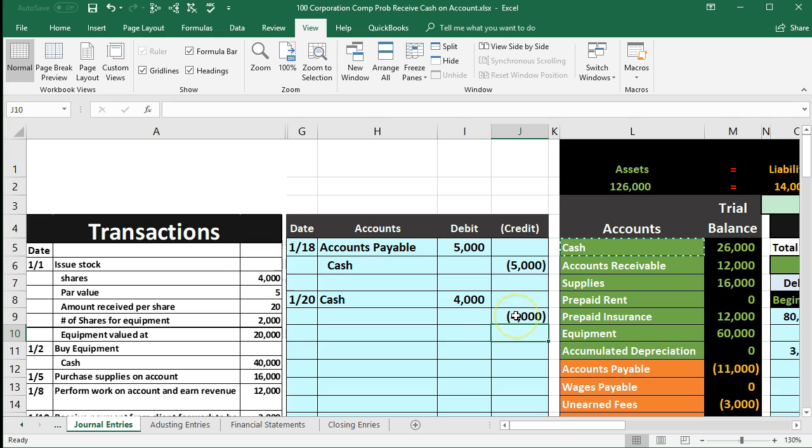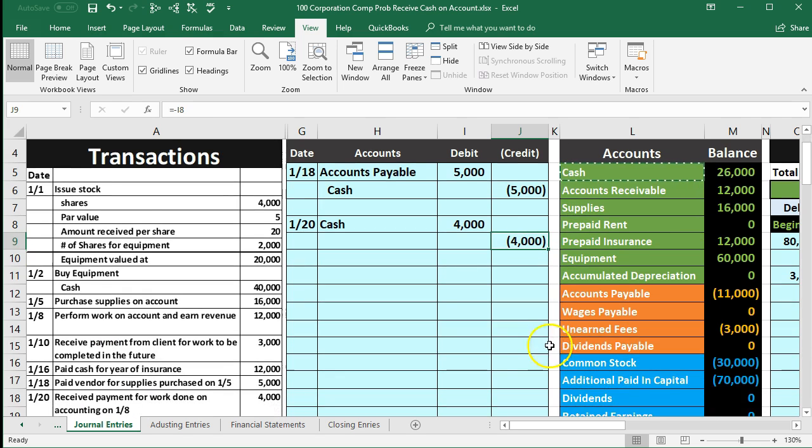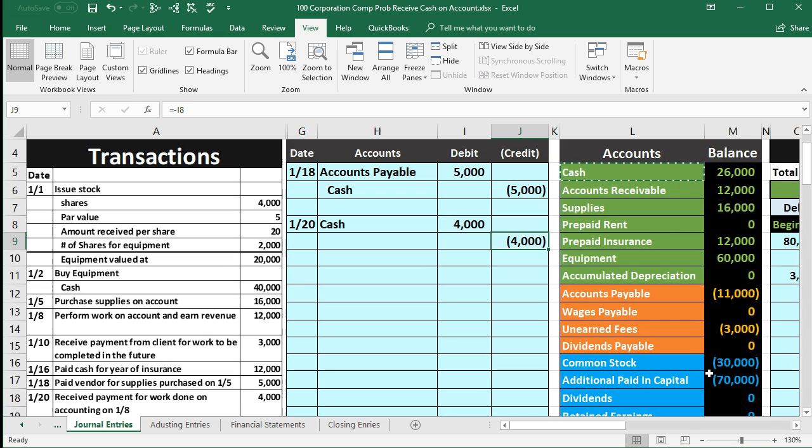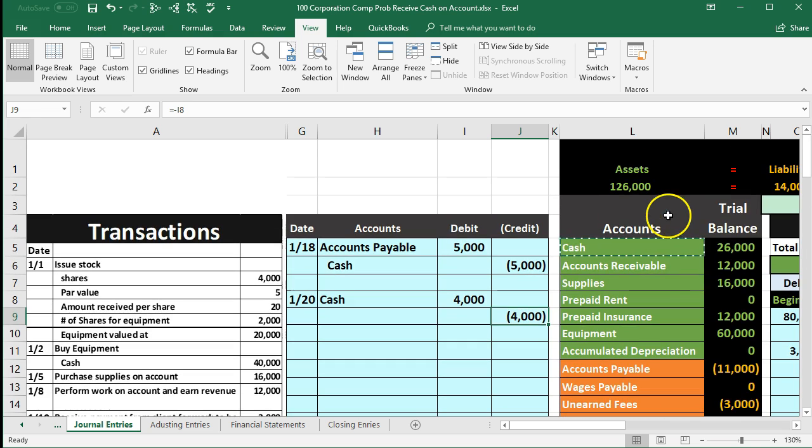The credit then is going to not revenue. We already recorded the revenue. It's part of that 12,000. Instead, it's reducing the IOU from customers. Customers owe us 12,000. They've paid us 4 of it now. Therefore, this 12,000 needs to go down by 4. This is a debit balance. We're going to do the opposite thing to it, which is a credit to do so.